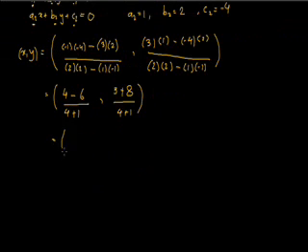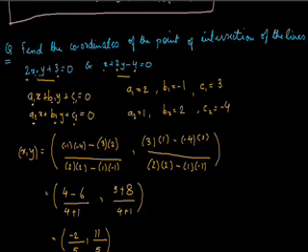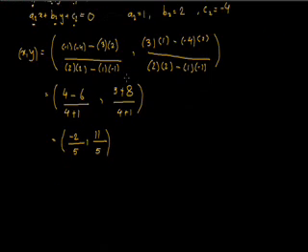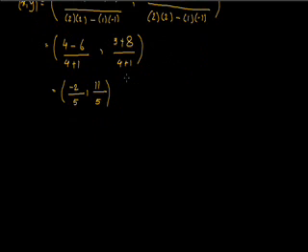So the point of intersection becomes 4 minus 6 is -2 upon 5 and 3 plus 8, that is 11 upon 5. So -2 upon 5 comma 11 by 5 is the point of intersection of the two lines 2x minus y plus 3 equal to 0 and x plus 2y minus 4 equal to 0, as provided to us in the question. Let us solve one more example pertaining to the point of intersection of the line.